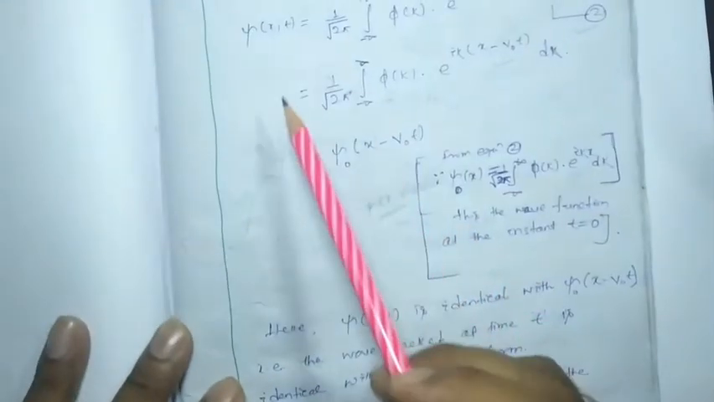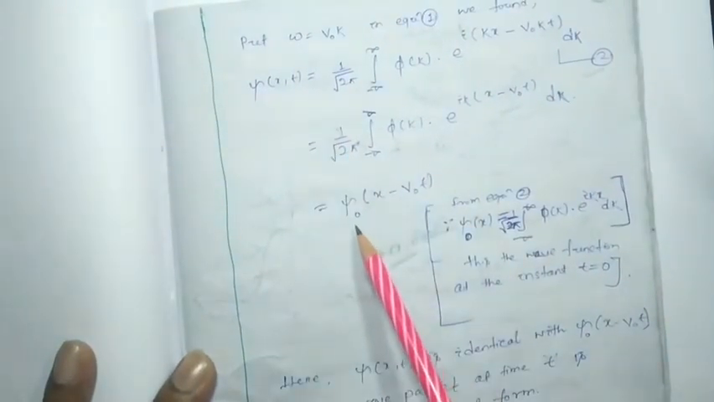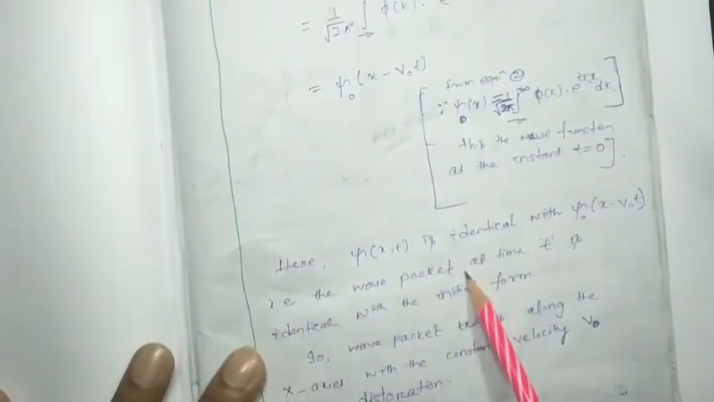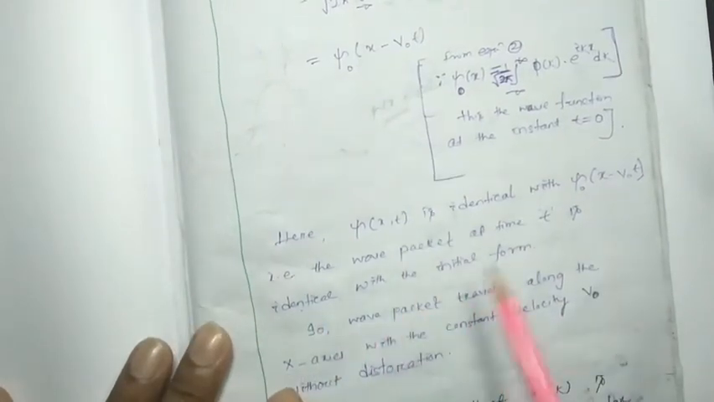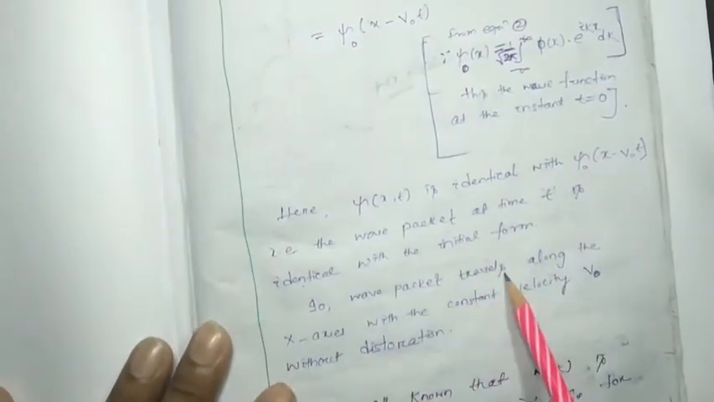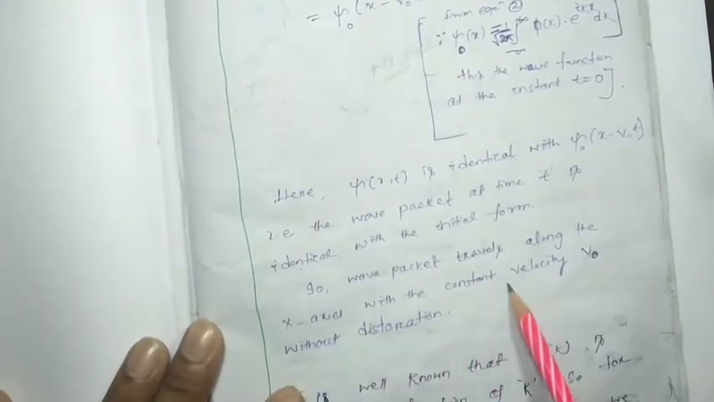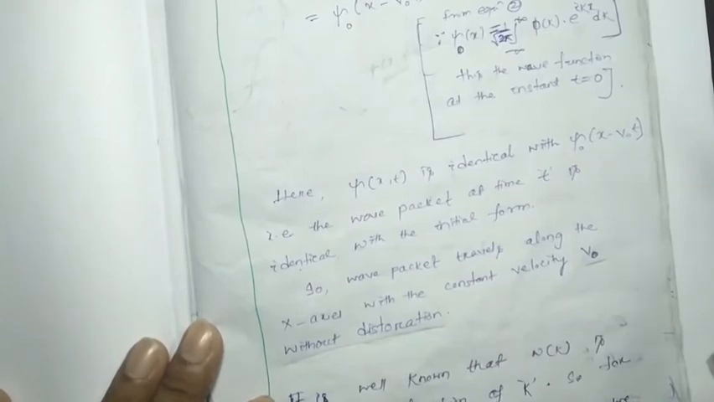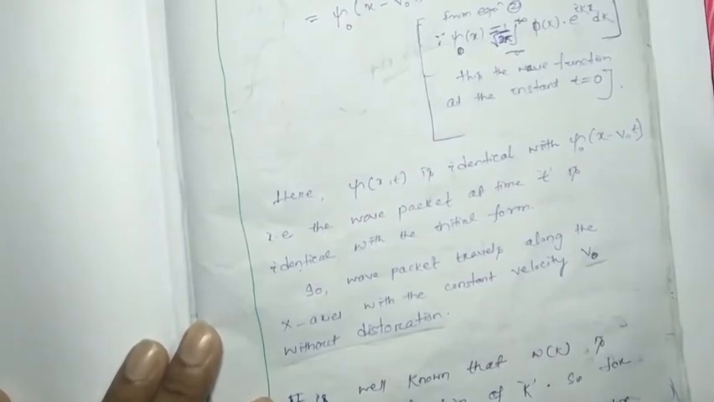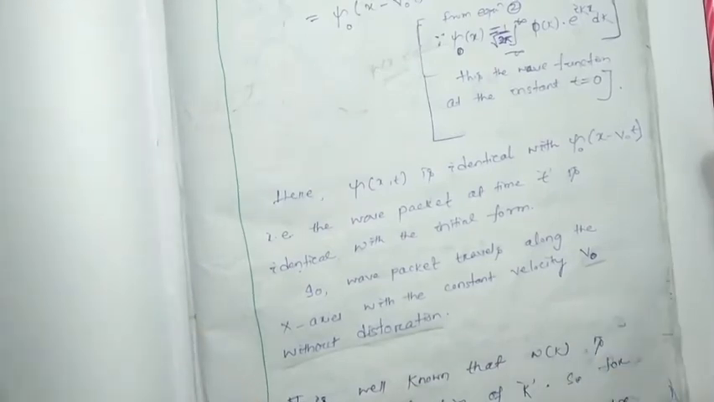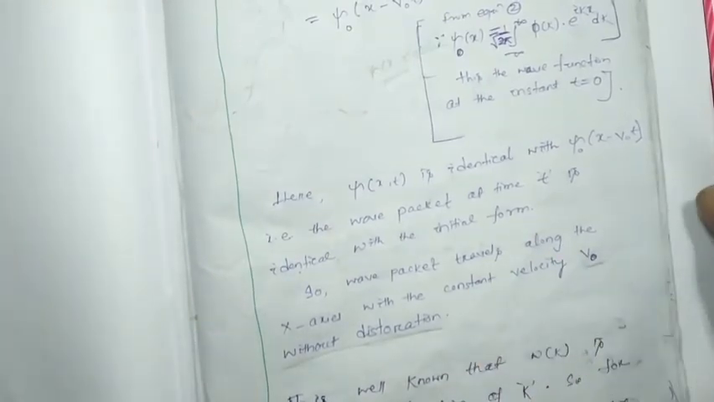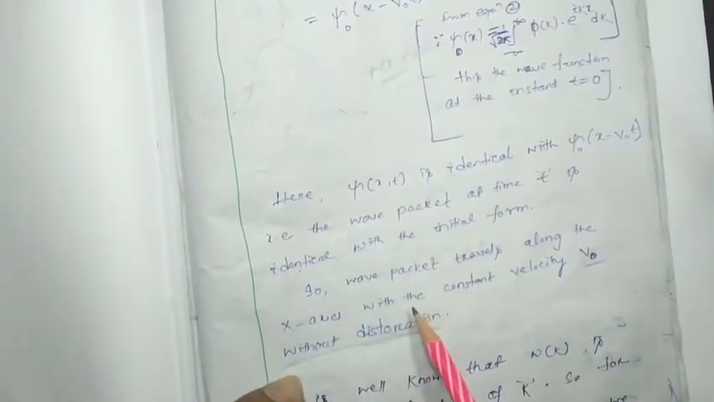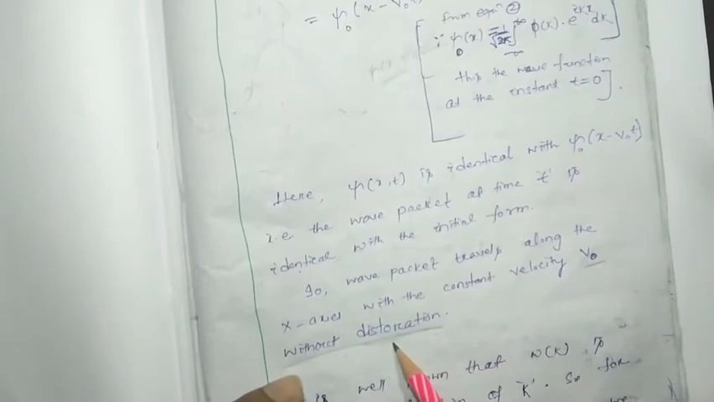So we found that psi(x,t) equals psi0(x minus v0 t). That is, the wave packet at time t is identical with the initial form. So the wave packet travels along the x-axis with constant velocity v0 without distortion. It means that whenever the particle moves with a constant velocity, the wave packet cannot be distorted or changed.